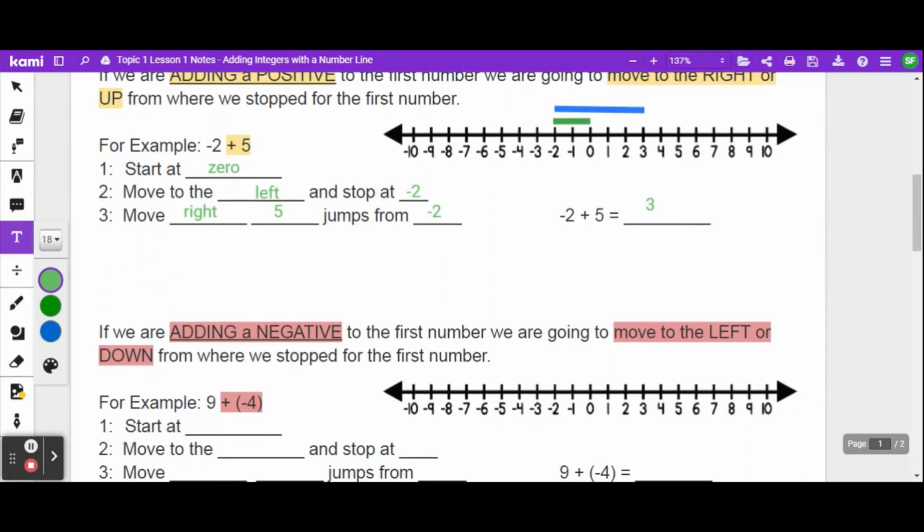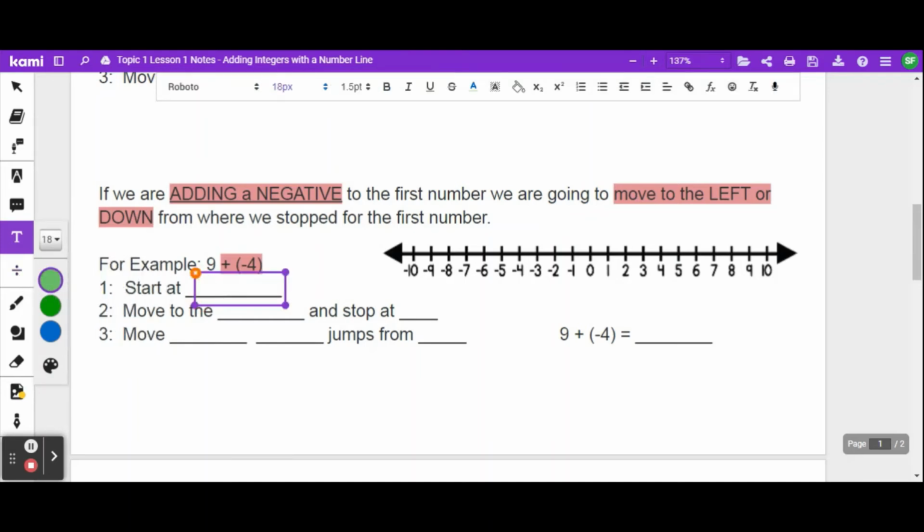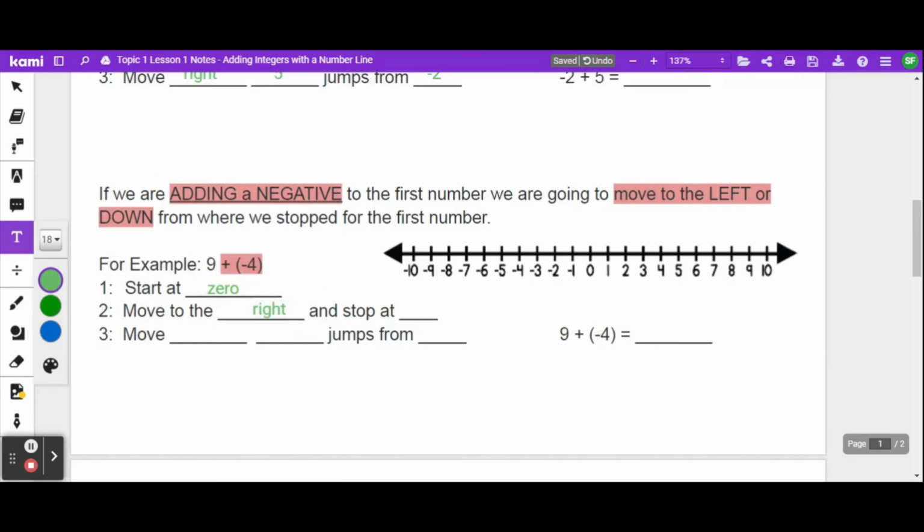If we end up adding a negative number, then we are going to move to the left of where we stopped from the first number. So for this example, we have 9 plus -4. So we are adding -4. Again, on my number line, I'm going to start at 0. Since the first number is positive, I'm going to move to the right, and I am going to stop on the number 9.